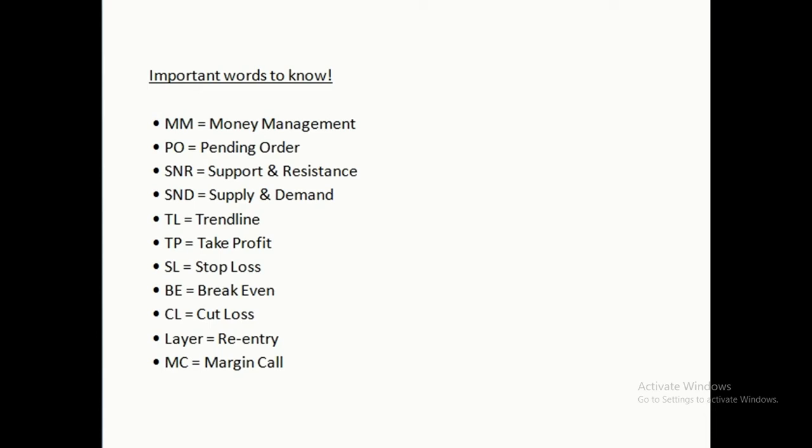Then we have layering or layer or re-entry. Layering is basically a method. We call it Martingale layering in forex. That's you making other entries for a single trade. For example, you may place a particular trade, the trade is going towards loss, you place another, maybe at 10 pips loss, you take another one, going at 10 pips loss, 20 pips loss, you take another trade.